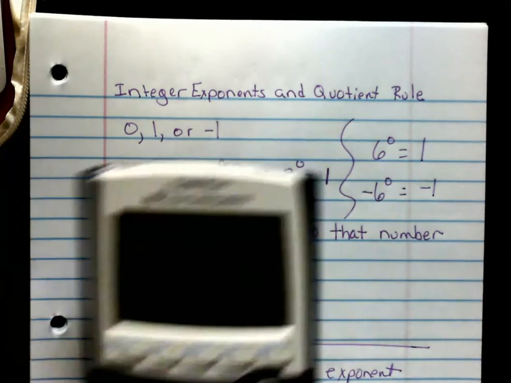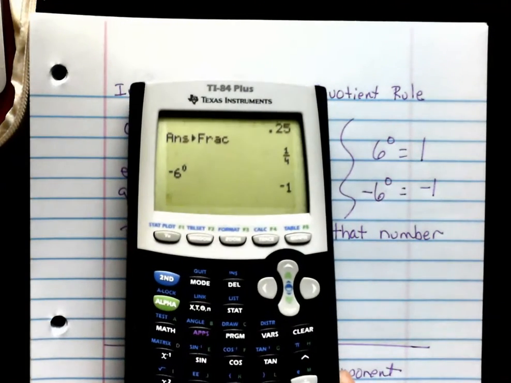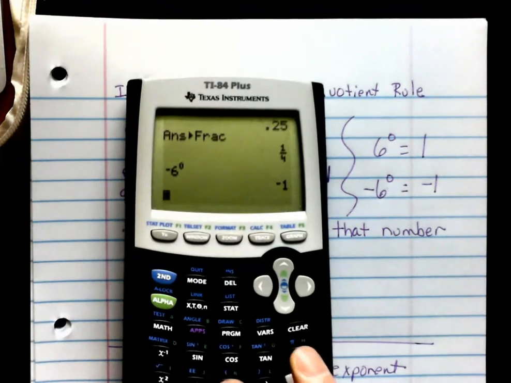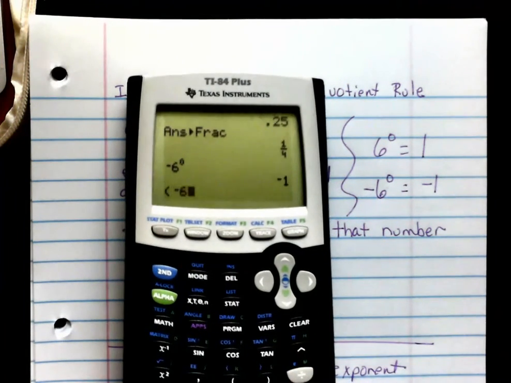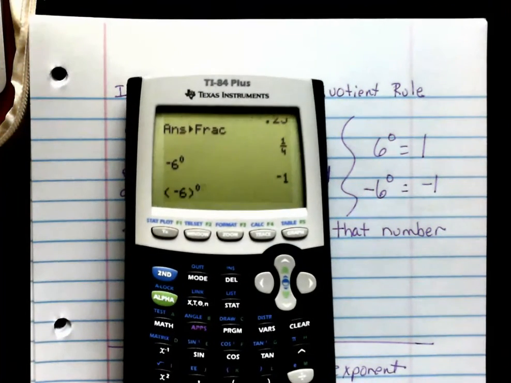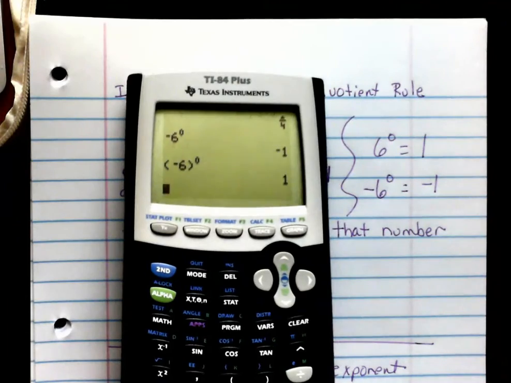Here it is on the calculator. -6 to the 0 is -1. If I would have put that in parentheses, that's when it would come out to be a +1.